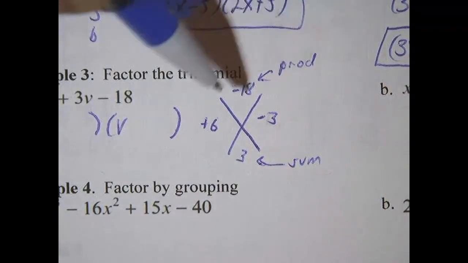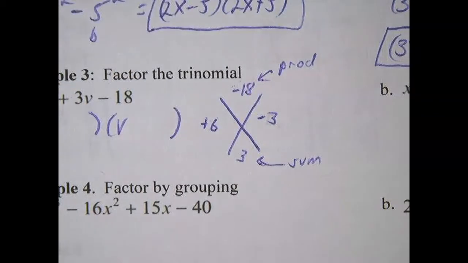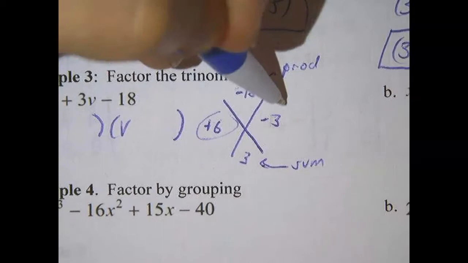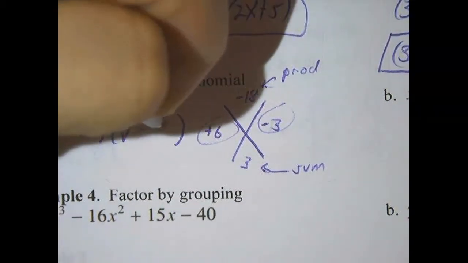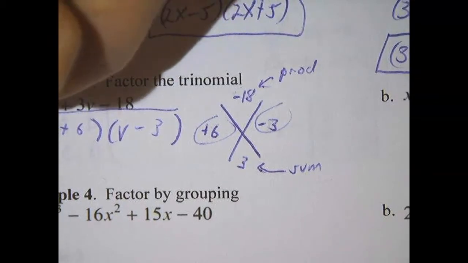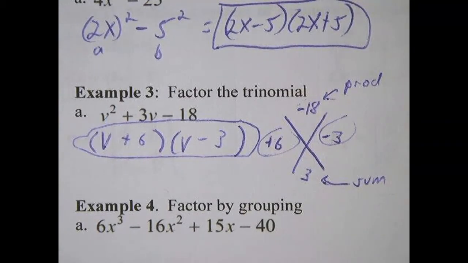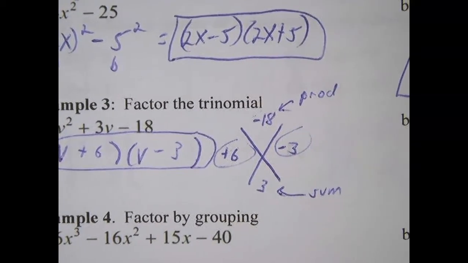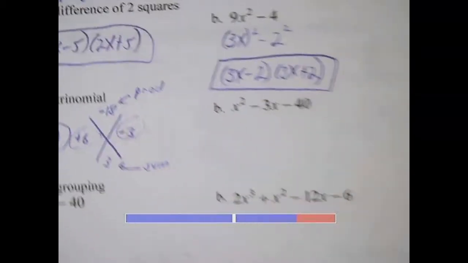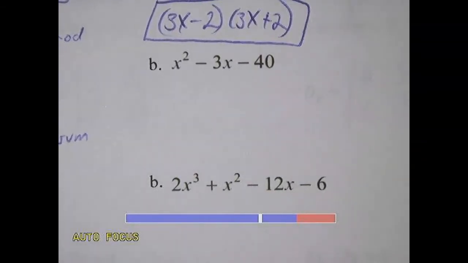Now, just think it through. This is a product of negative 18 and this is a sum of 3. Once you have your numbers, these are the numbers that go in here. So plus 6, minus 3. If you really don't like that and you have another method, that's fine. But just be aware that these are going to be kind of common and they're going to be kind of quick. We don't want this to be a long process because it's not going to be the whole problem. It's going to be a small part of a longer problem.